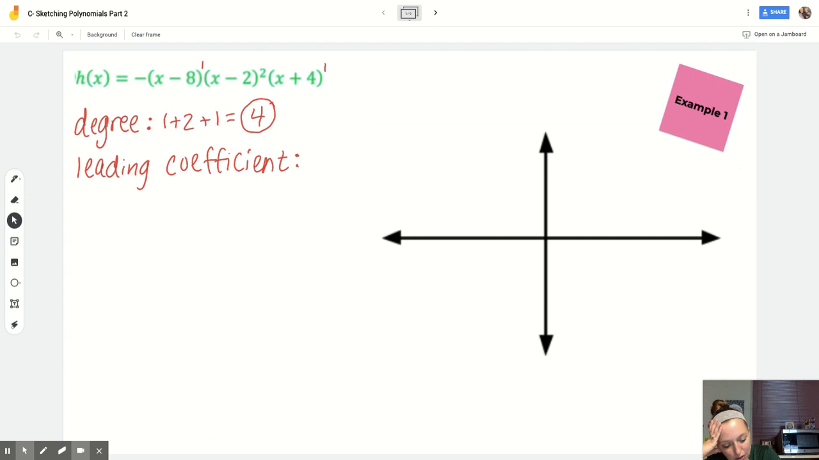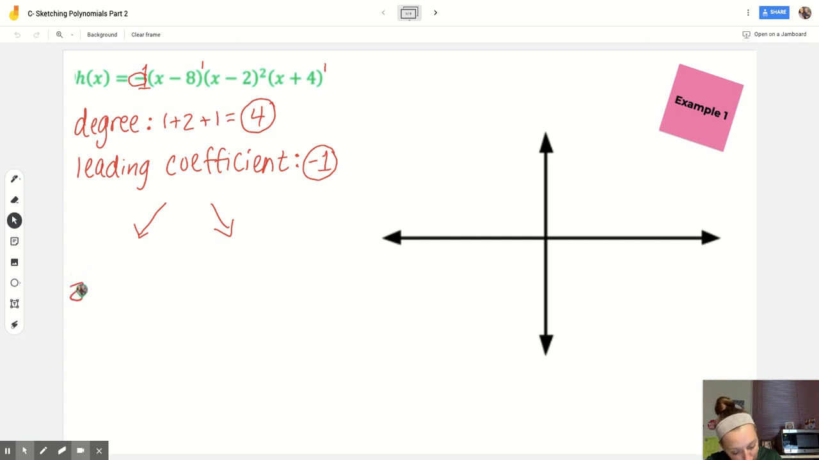Since the leading coefficient is negative and it's -1, we just don't write the 1. Since the leading coefficient is negative, that's going to flip upside down. And so just like x squared, if we flipped it upside down, both of our ends are going to be down. So we know that on the ends, they're both going to be pointing down. Now we just need to figure out what's happening in the middle.